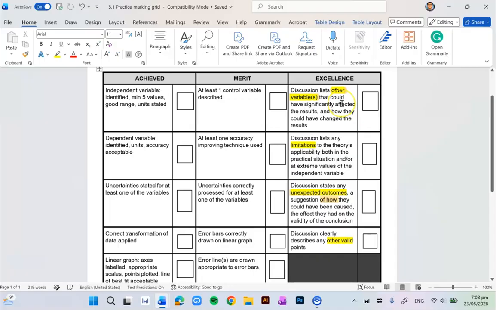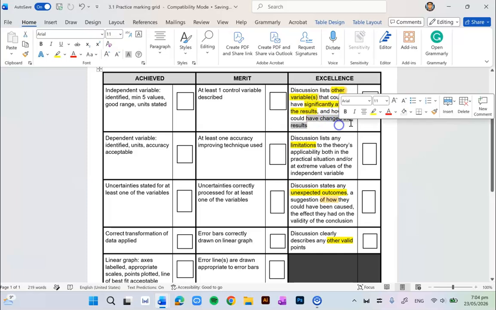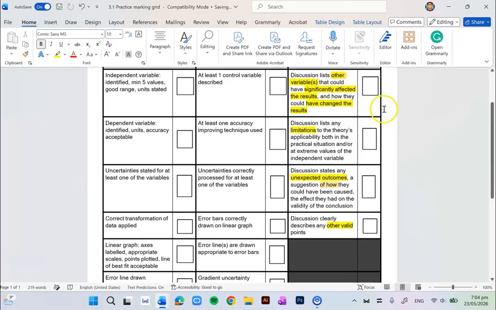If you're aiming for excellence, I suggest you try and talk about all 4 categories. Don't just talk about 2 and then give up, because if they're not very good, you're going to end up getting a merit. So the 4 sections I've already highlighted here: other variables. You also need to talk about how it affects the results and how it could have changed the results. And that is all backed up with physics, right? Everything has to be backed up with physics reasoning.